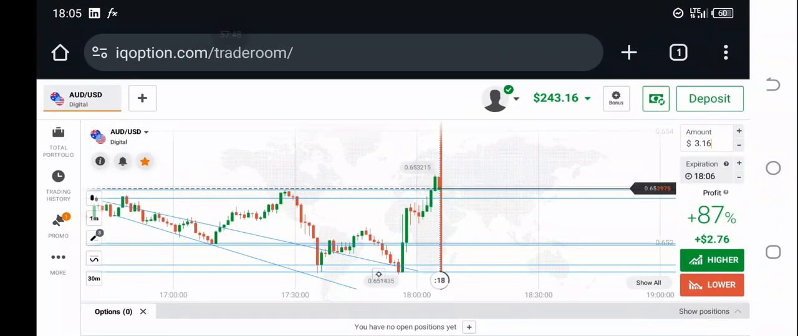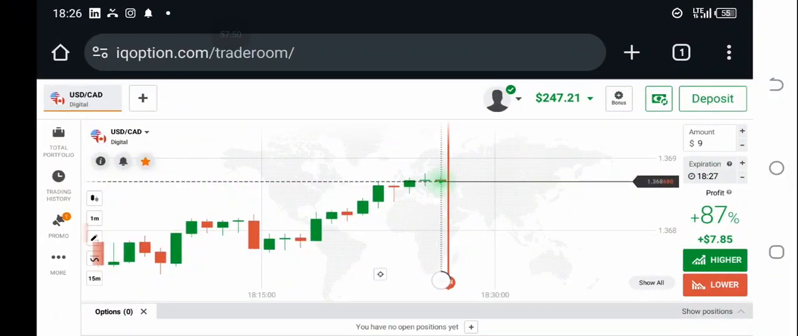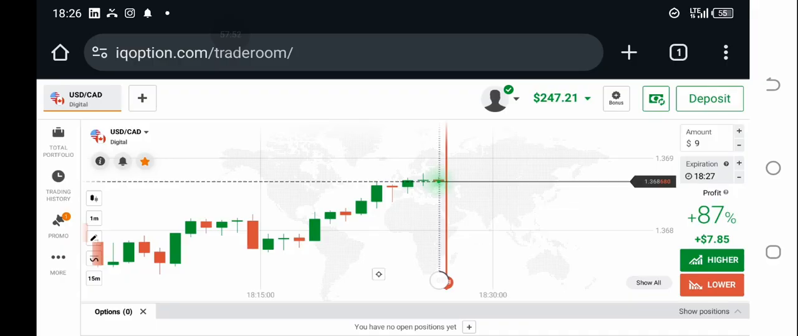So I closed with a profit of $247. All right, let me see if I can open a real market chart and just make $50 on the over the counter market before I go to bed.